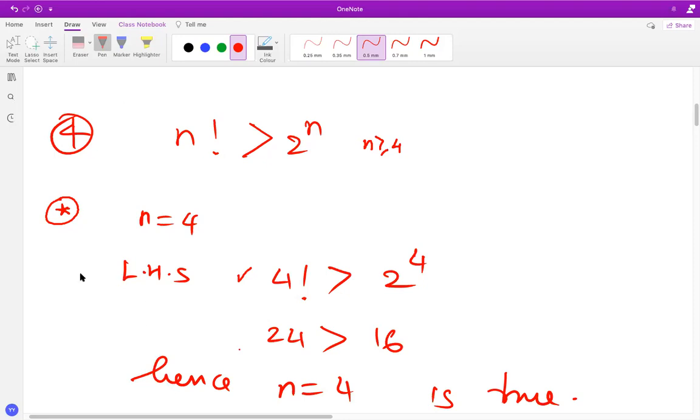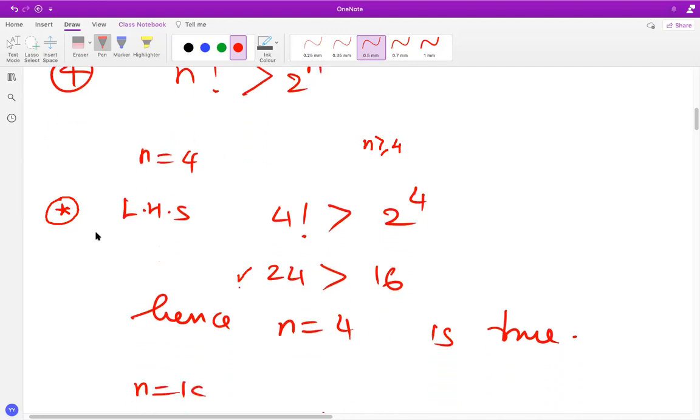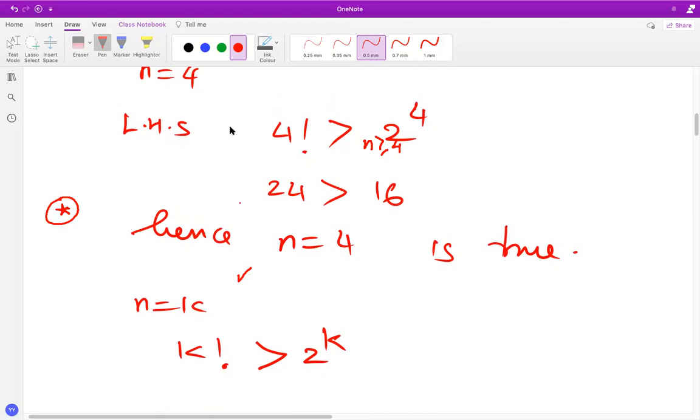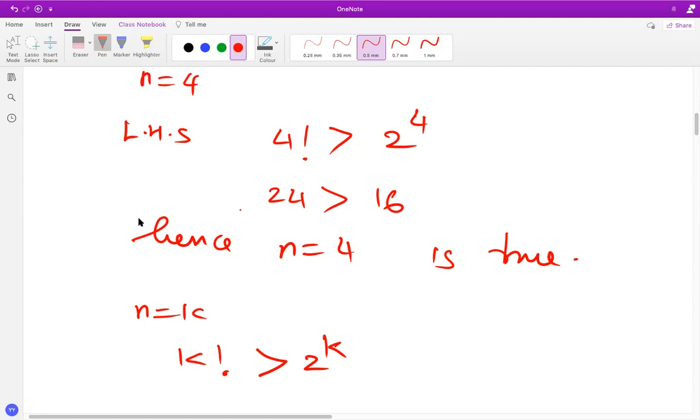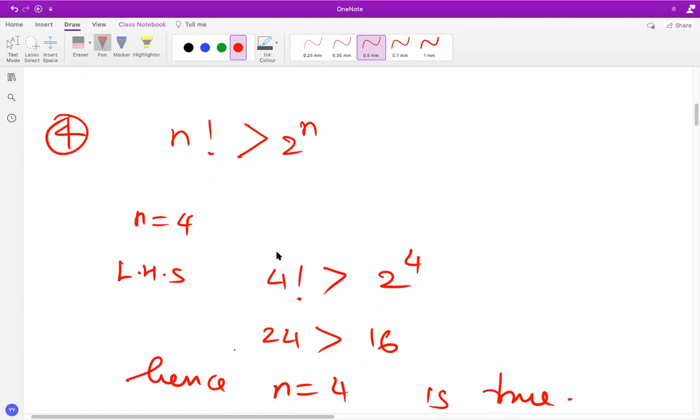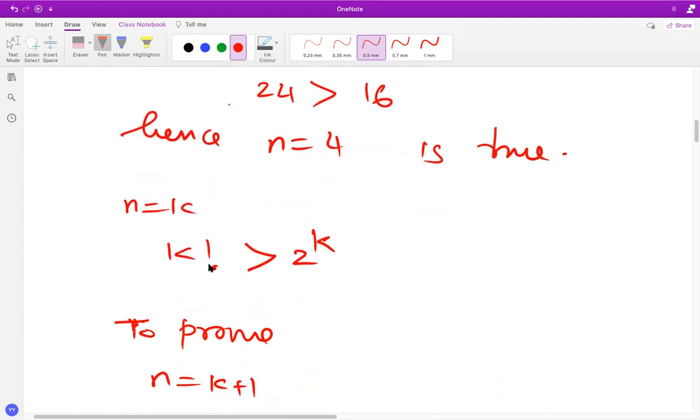Next is assuming n equals to k is true. When you assume n equals to k is true, what we get is k factorial is higher than 2 raised to k. You're just going to replace n with k in the expression. So if I replace n with k, I get k factorial is greater than 2 to the power k.